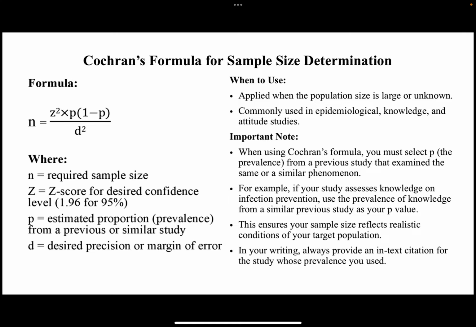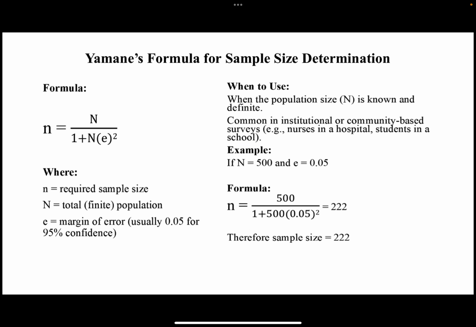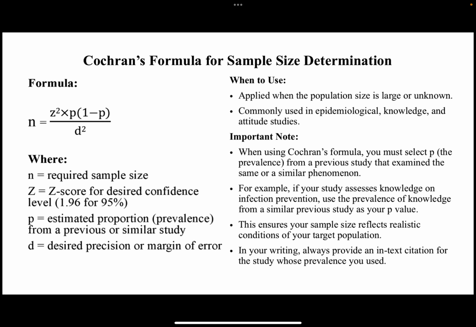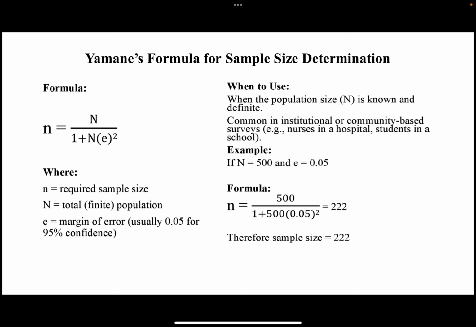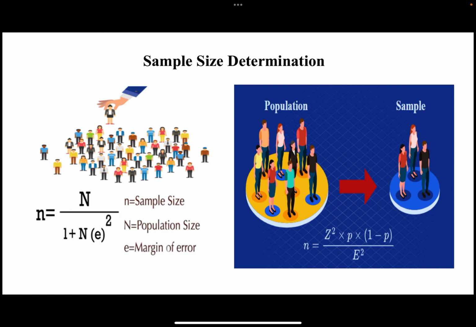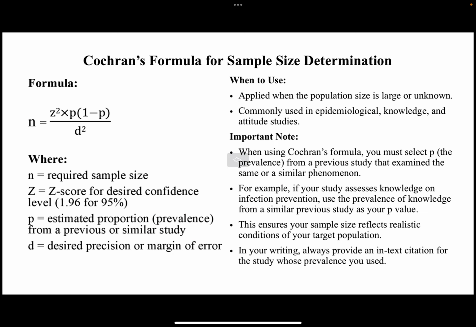Now, when do we use the Cochrane formula? We use the Cochrane formula when the population size is very large. Why? If the population size is very large and you use Yamane's formula, it's very likely the sample size will be larger. We also use the Cochrane formula when the population size capital N is unknown. Because if you are not sure of capital N, you can't use Yamane's formula. You can only use Yamane's formula when you know capital N. So these are the two formulas that you can use.